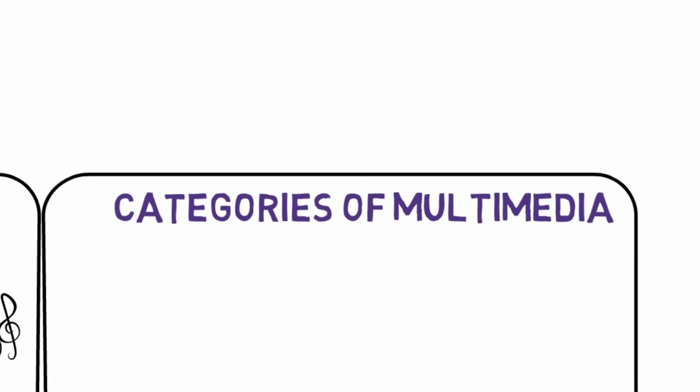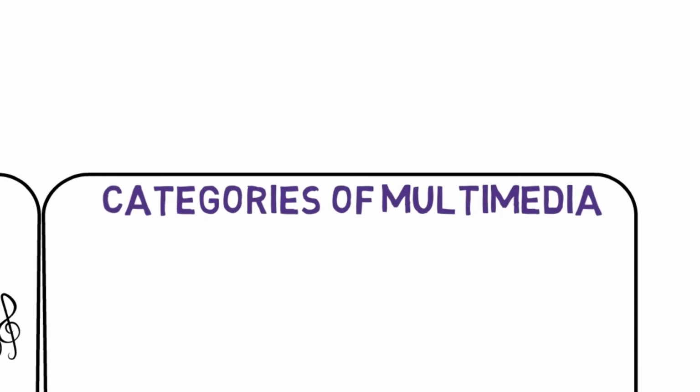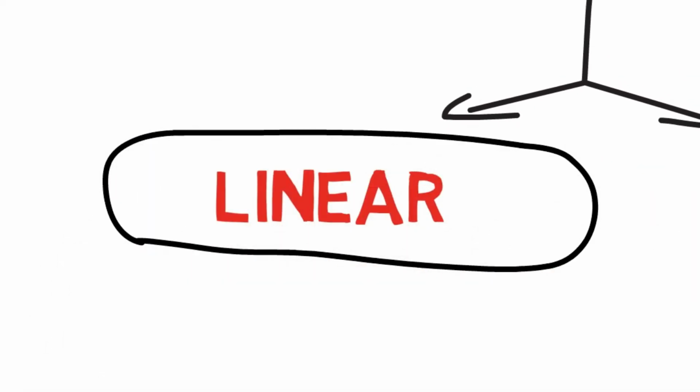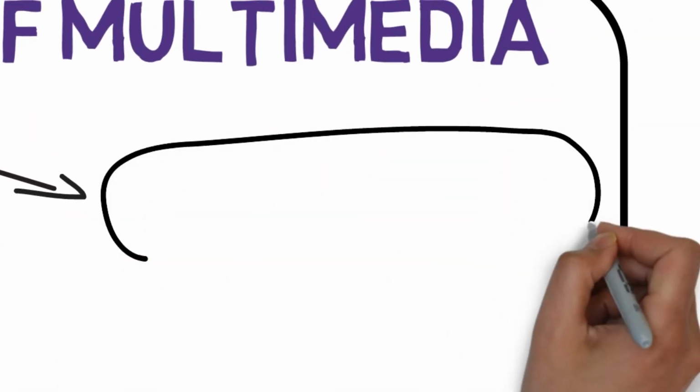Now, we discuss the next topic, which is about categories of multimedia. Multimedia is broadly divided into two. One is linear and another one is non-linear.